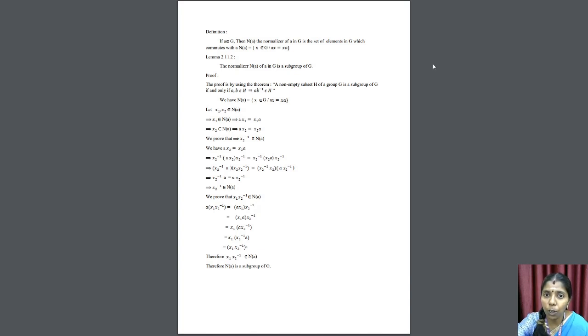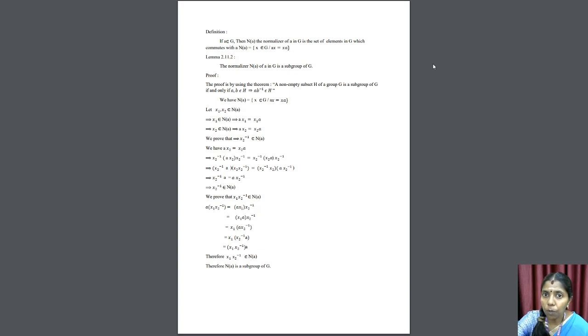Today we discuss about a normalizer. First we see the definition of normalizer. If A belongs to G, then N of A, the normalizer of A in G, is the set of elements in G which commutes with A. N of A equals X belongs to G such that Ax equals XA.